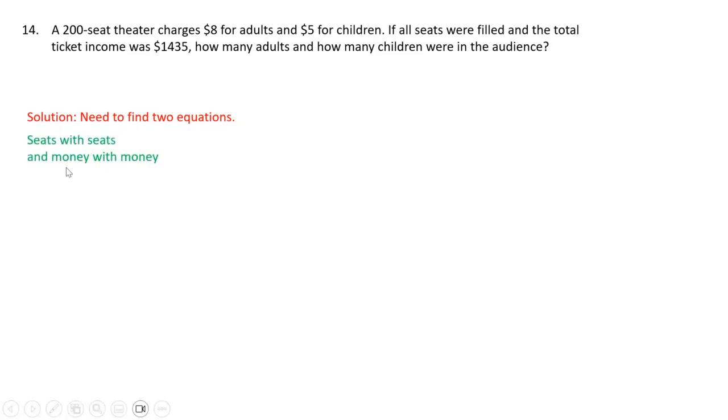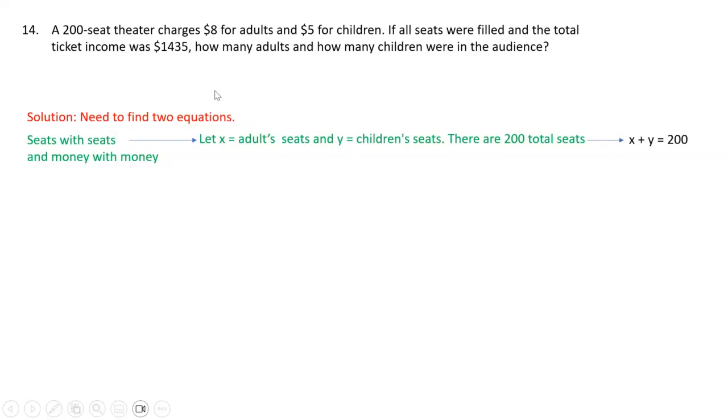So for the solution, you need to find 2 equations. We're going to do seats with seats and money with money. So we're going to let x equal adults and y equal children. And there are a total of 200 seats. So it's going to be x + y = 200.